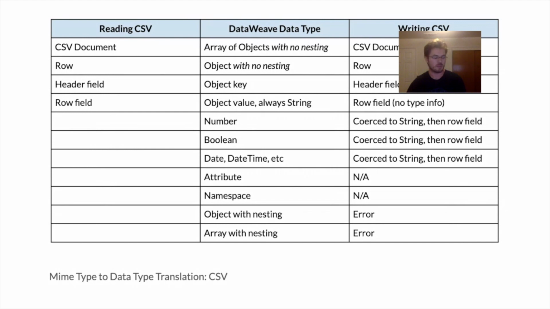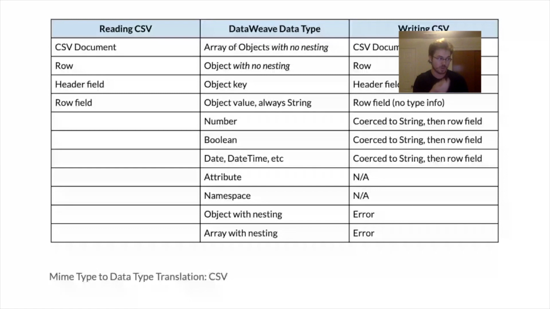If you have any kind of objects that have other data nested within them, whether it be another object or an array, anywhere, and you're trying to output CSV, you're going to get an error. And that's because, like I was saying earlier, DataWeave can't translate between this heavily nested, multi-dimensional data structure that you've created and this strict two-dimensional output mime type that it needs to write to. So that's why you're going to get an error there.